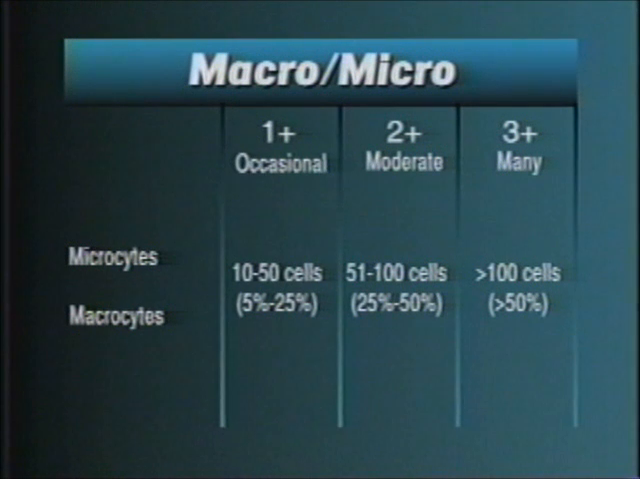If you see between 10 and 50 cells in your field that are either abnormally large or abnormally small, it's a 1 plus macrocytosis or microcytosis. If you see between 50 and 100 cells, or 1/4 to 1/2 of your field are small or large, it's a 2 plus. And when you see more than 100 abnormally sized cells in your field, and hopefully you have a field with the correct number of red cells in, you can really stop counting. If it's more than 50% of your field, you know you have a 3+.